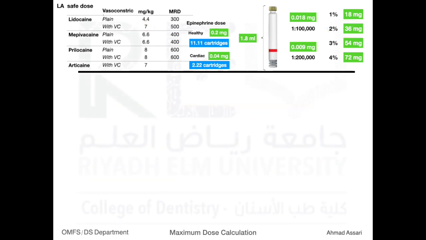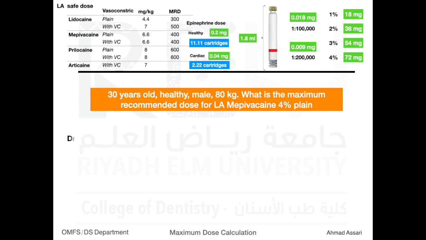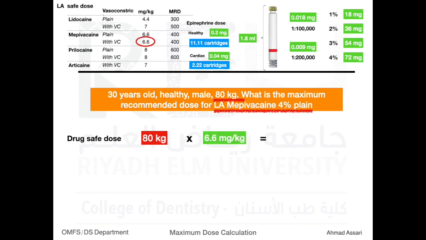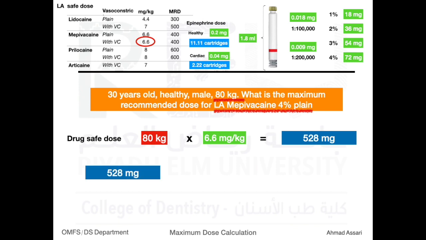Let's take another example. This is a 30 years old, healthy, weighs 80 kilograms. What is the maximum recommended dose when using mepivacaine 4% plain without vasoconstrictor? We will follow the same method, multiplying the weight by the safe dose per kilogram, then dividing the total by 72 since the concentration is 4%.